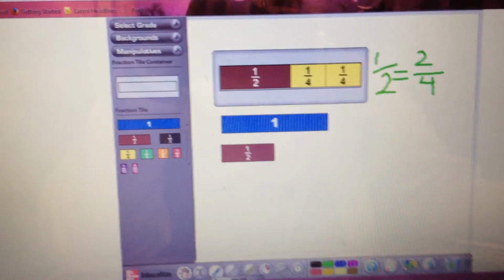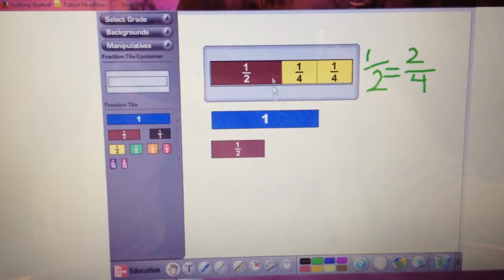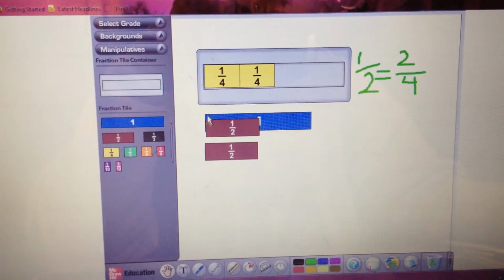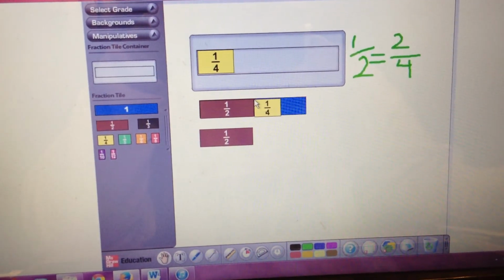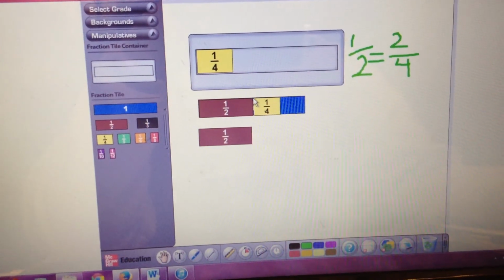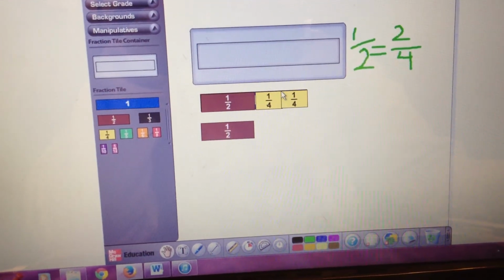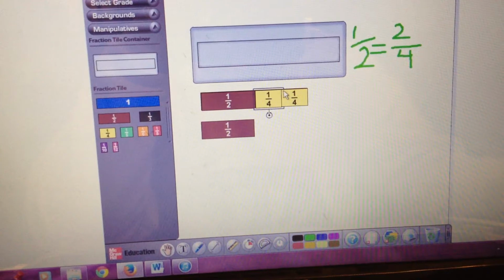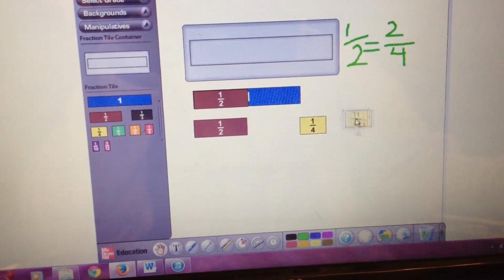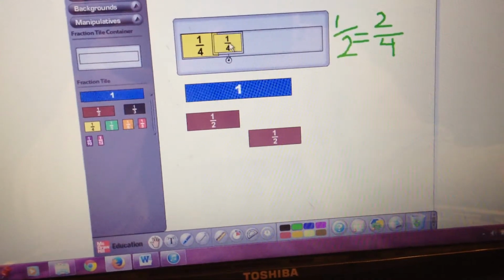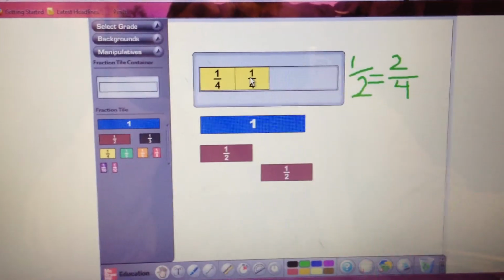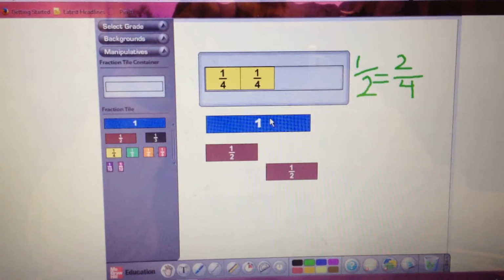If students really need to see how it lines up to the whole, you can put those fractions in there and let them see that they do equal the whole. They do equal the same amount of space, so they are equivalent. So since we know that 2/4 equals 1/2, we need to see what other fractions can be equivalent to 2/4.